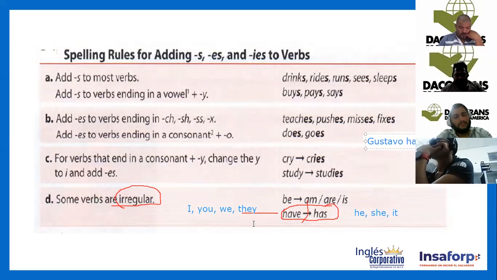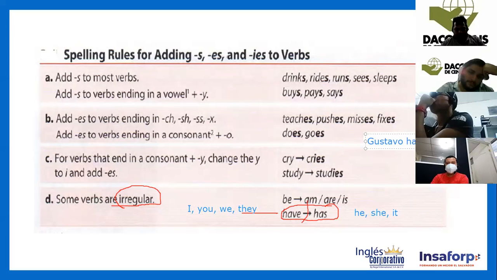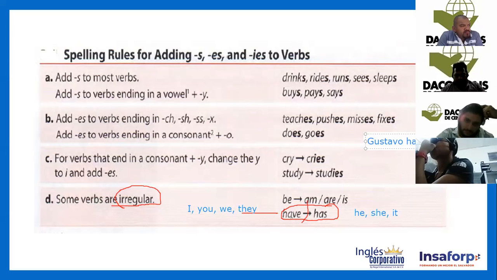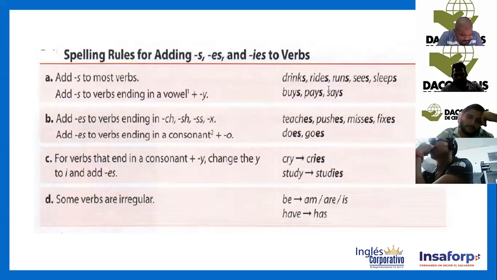Okay, no sé si hay dudas with this part. ¿Hay alguna duda? Any question? No? Okay. ¿Qué pasa si la tenemos en negativa? Utilizando el verbo have. Por ejemplo, si yo tengo el sujeto we, vamos a utilizar siempre el do not, right? O el don't. We do not have money, digamos.